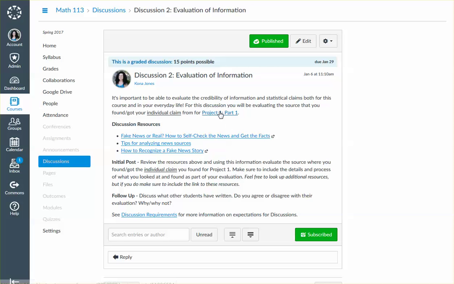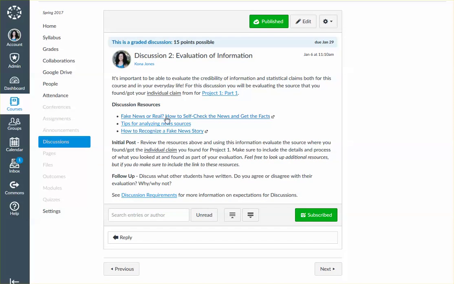In class, you're going to be finding a source with a claim, and that individual source that you find is going to be what you're discussing. First of all, you're going to want to go through and review these 3 resources, and then use this information to evaluate the source that you got for your individual claim. Make sure to include the details and processes of what you looked at as part of your evaluation. Also, feel free to look up additional resources, but the biggest thing is don't just say, I think my source is credible.